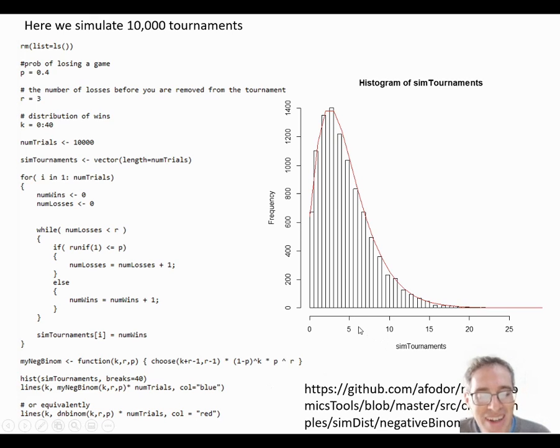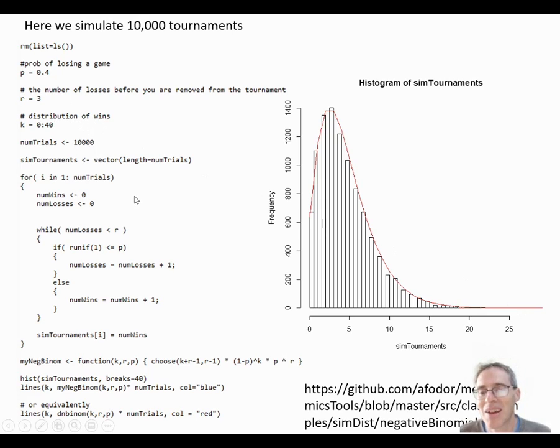Just to demonstrate that this is in fact correct, we can simulate this in R. So here I simulate 10,000 tournaments. The probability of losing a game is 0.4. The number of losses before I'm removed from the tournament is 3. The distribution of wins goes from 0 to 40. Now in this case, I'm only plotting this from 0 to 40 because there's no point in plotting it really beyond 25. But again, as a true probability density function, it actually goes to infinity. It gets very, very close to 0 after 22, 23 wins, so there's no point in plotting it out or calculating it after 23 or 24 wins.